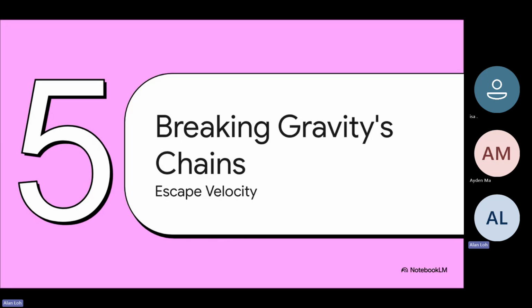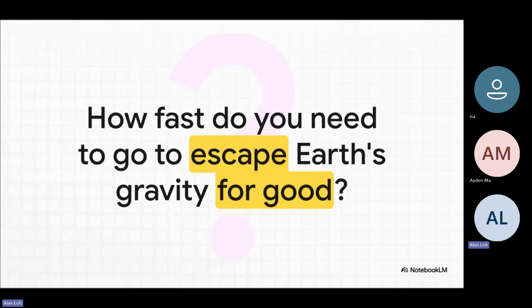But what if flying away forever is exactly what you want to do? I mean, what if you don't want to just orbit? You want to leave for good. Well, for that, you have to break the chains of gravity. We're not talking about staying in an orbit anymore. This is about hitting a speed so fast that gravity can never ever pull you back. We're talking about escape velocity.